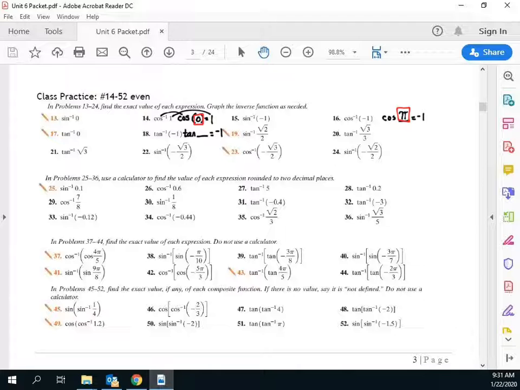Pi over 4. Why did you pick pi over 4? It's the same thing on top as it is on bottom. Good, that's what I wanted you to say. Pi over 4 is the same number on top as on bottom. That's why tangent's equal to 1. Remember, tangent is sine and cosine divided by each other. In order to get 1, you have to divide one over the other, so it has to be the same on top and on bottom.